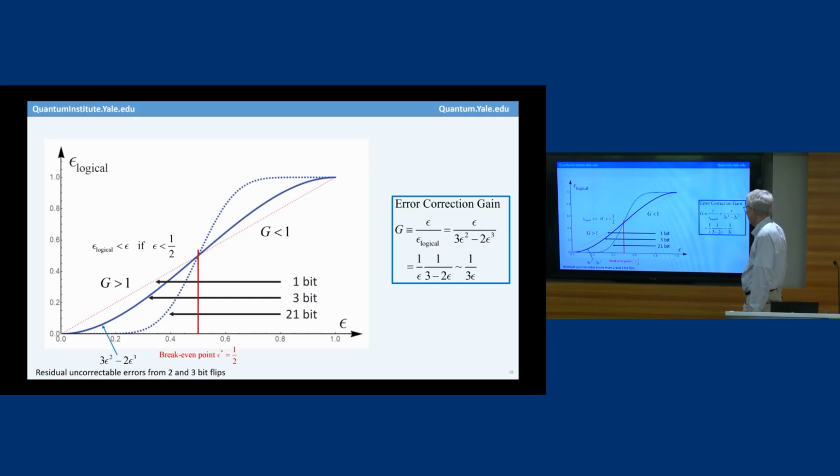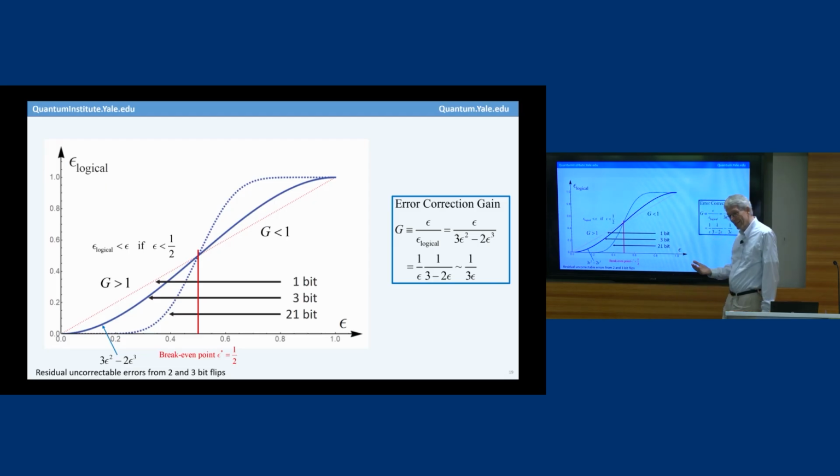So you can make this plot. This is the error probability per bit. And here's the logical error, that is, after the decoding and fixing any errors that you can fix by majority voting, what's the probability you got it right? Well, if you just send 1 bit, it's just equal to the physical error probability. But if you use this 3-bit error correcting code, you get a result that looks like this. And below an error rate of 1/2, the logical error rate goes down relative to just sending a single bit.